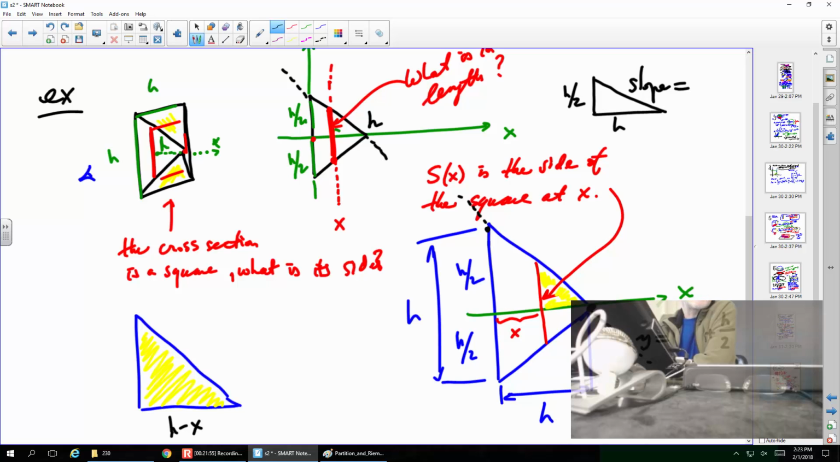Well, rise over the run, remember that one? So rise over the run. What's the run? The run is h, and the rise? Almost. Negative h. So the rise is negative because we're going down, h over 2. So the slope is negative 1/2.